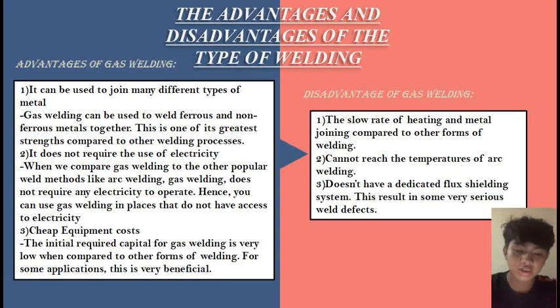The disadvantage of gas welding is the slow rate of heating and metal joining compared to other forms of welding. It cannot reach the temperatures of arc welding, and thus doesn't have a dedicated flux shielding system. This results in some very serious weld defects.